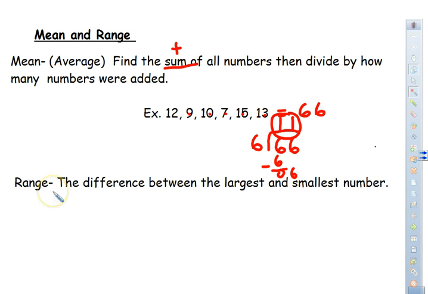The other part of today's lesson is going to be on the range, and the range is simply the difference between the largest and smallest number, which means difference meaning subtract. So when we look at this set of numbers, what is my largest number? Well, my largest number is 15. What is my smallest number? And I see that it is 7. So we're going to find the difference, which is subtracting, and we get 8 for an answer. So my mean is 11 and my range is 8.